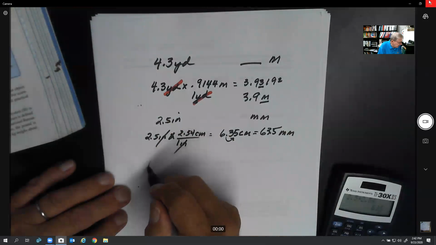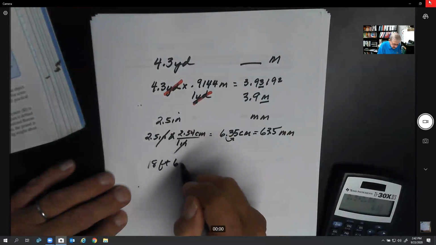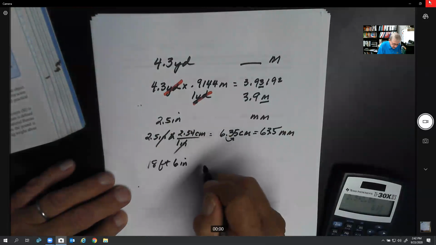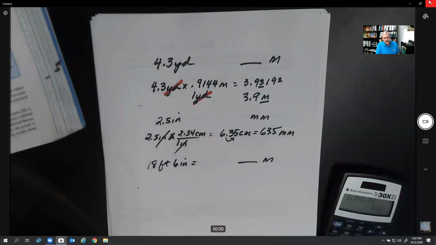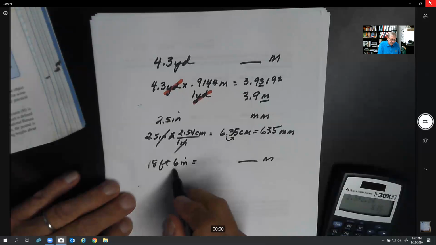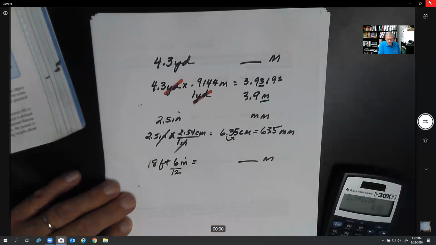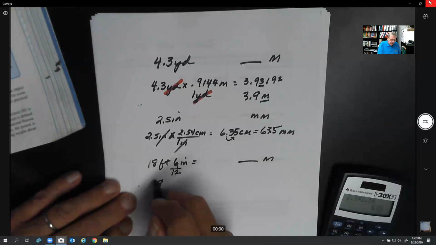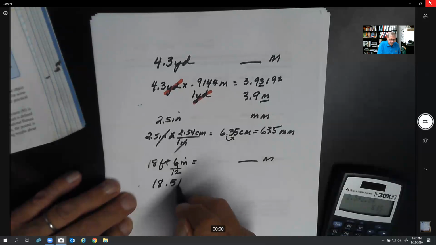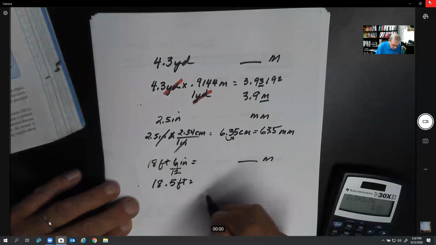Let's try this one. 18 feet, 6 inches, to meters. Well, I could convert this all to inches, and then I've got to go inches to meters. And they don't really have a great conversion for inches to meters. What if I change 6 inches as 6/12 of a foot and change that to 18 and a half right here? A half is 0.5. So what if this was 18.5 feet? Now I have a conversion.